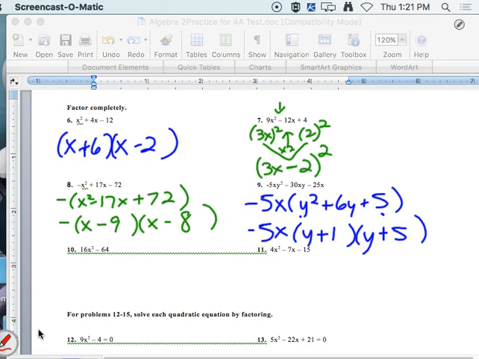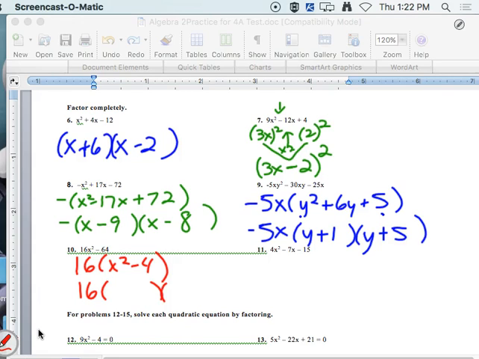For number 10, 16x squared minus 64. Today, several students said 4, take a 4 out of there, and I said bigger. And they said 8, and I said bigger. And they realized, 16 will come out of those. 16 goes into 64 4 times. And then we see, wait a second, it only has 2 terms. Oh, they're both perfect squares.